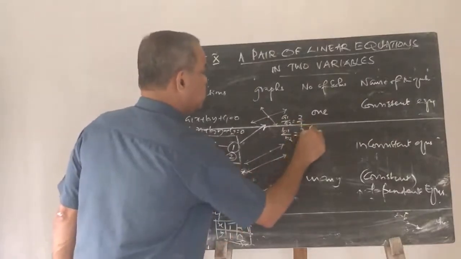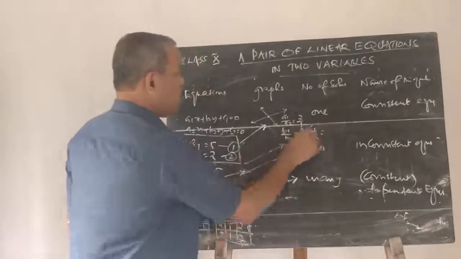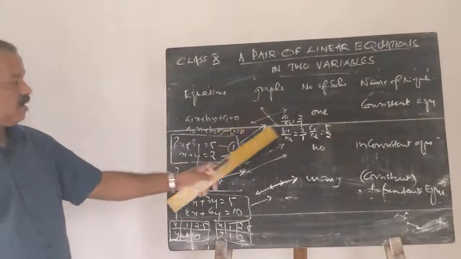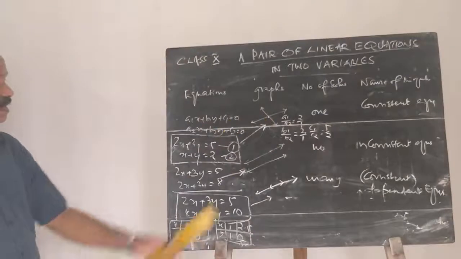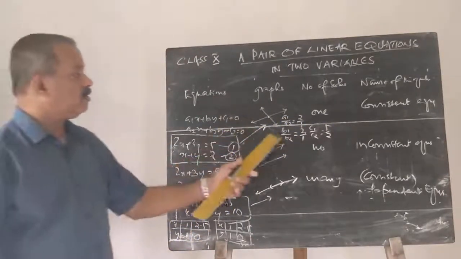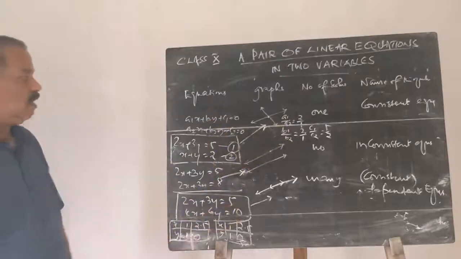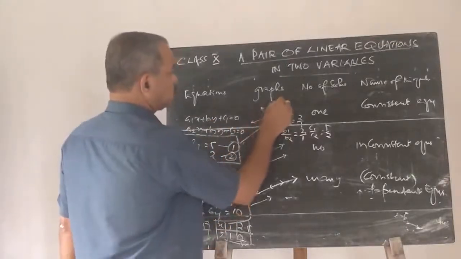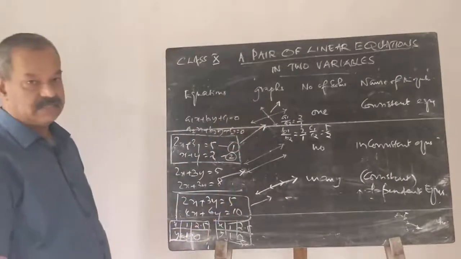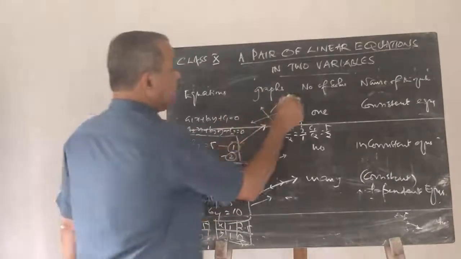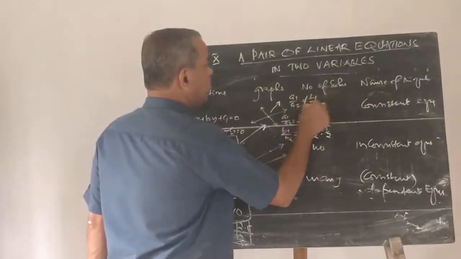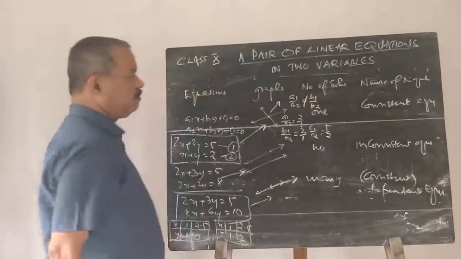C1 by C2, 5 by 2. Is there any relation between A1 by A2 and B1 by B2? They are different. A1 by A2 equal to 2 by 1, 2. B1 by B2, 3 by 1, 3. That means, in this case, where the graph is intersecting lines, A1 by A2 is not equal to B1 by B2.